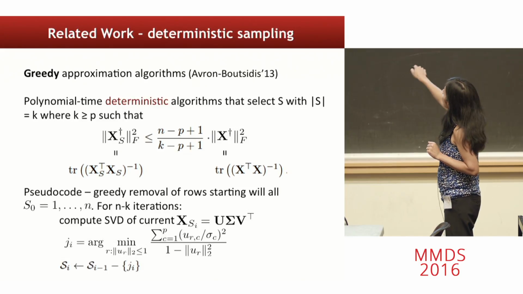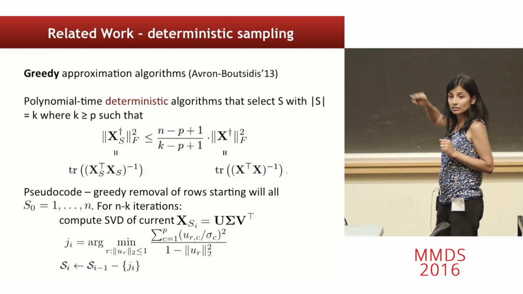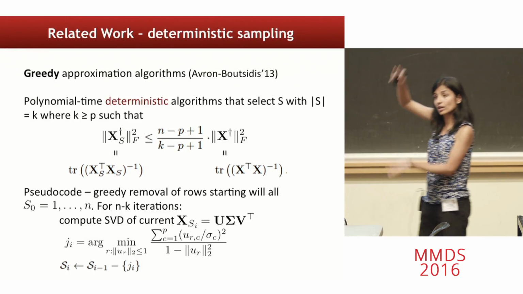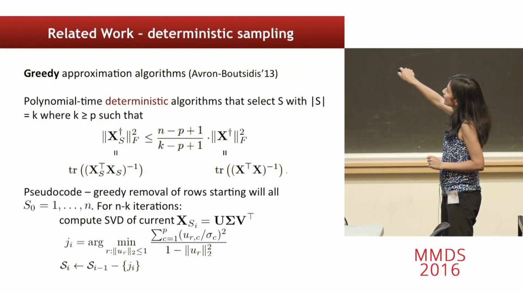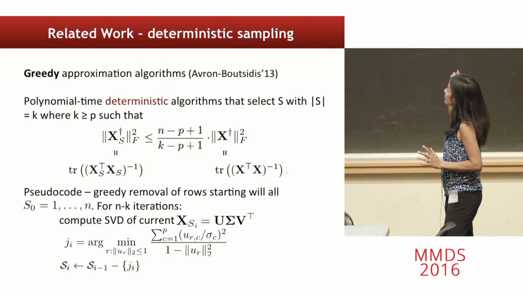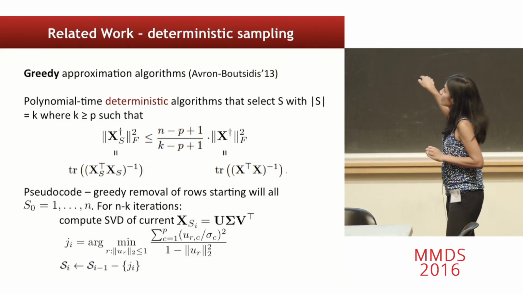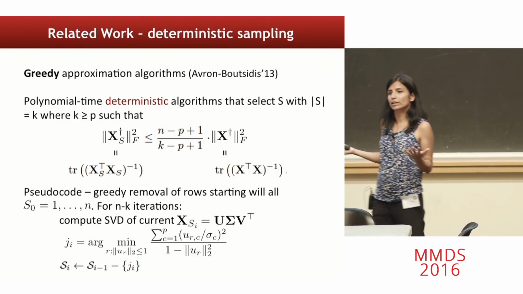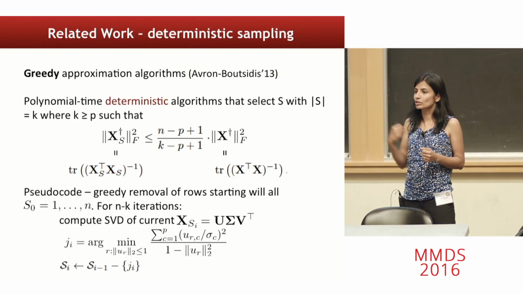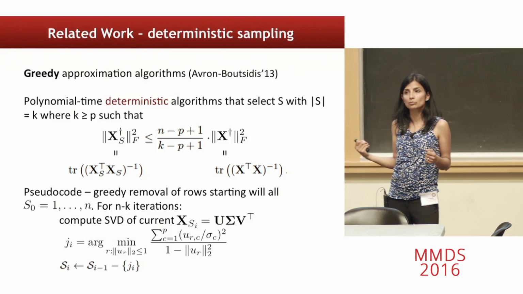Okay? And the way they remove rows is by essentially doing an SVD of the current set of rows that you have, starting with the full one, and picking one according to some criteria, which depends on norms and singular values and so on. And then they keep removing one at a time, doing this n minus k times until you're left with k. I call this a greedy procedure because you're greedily optimizing some criteria and removing rows according to that.